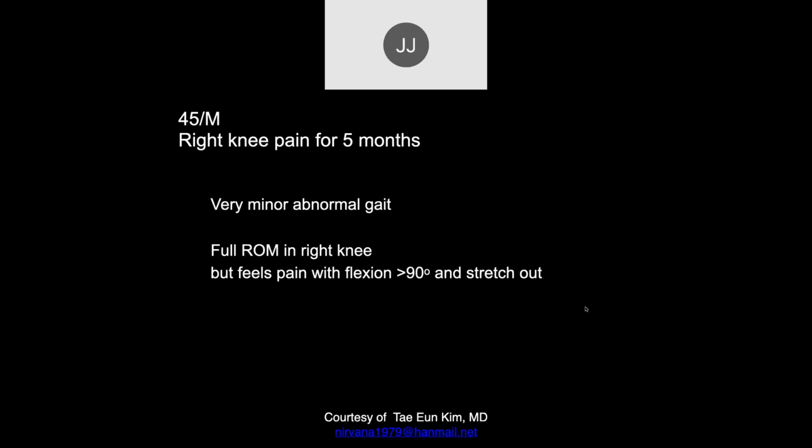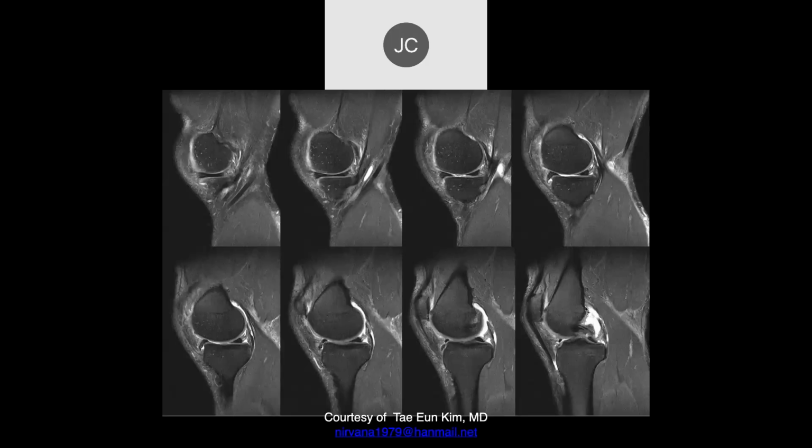Okay, 45-year-old man, right knee pain for 5 months, minor abnormal gait, full range of motion, feels pain with flexion greater than 90 degrees and stretched out. Okay, we got sagittals, T2 fat sat.